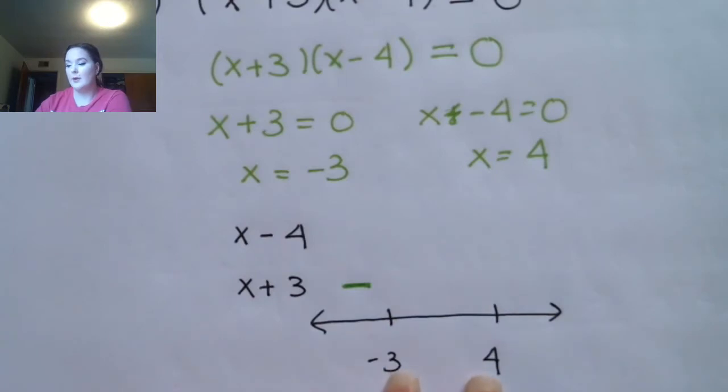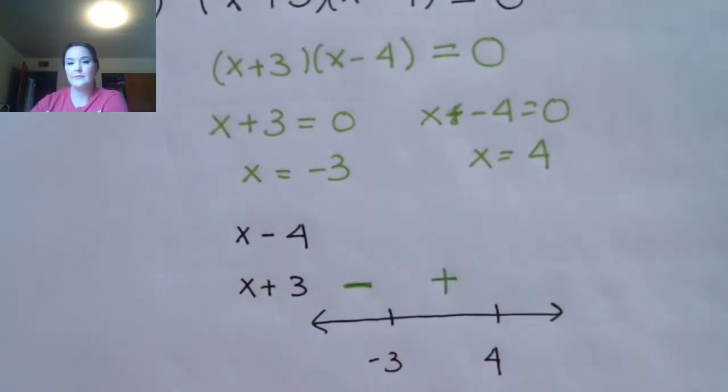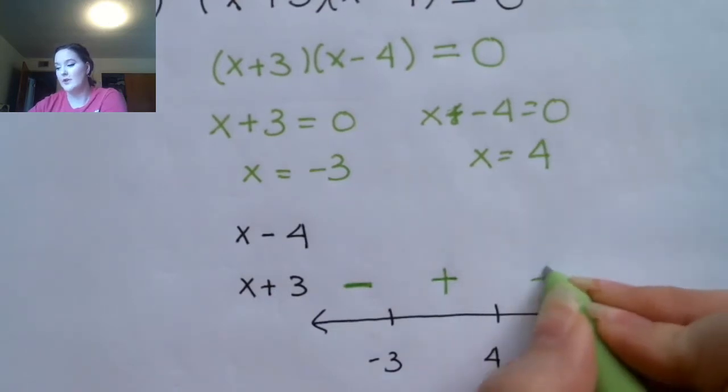Then I'm going to think about the numbers between negative 3 and positive 4, like negative 2, negative 1, 0, 1, 2, 3, anything in between, even something like 1/2 or negative 1.5. I'll just think about 0. 0 plus 3 is 3, which is positive. Then I'm going to think about the numbers greater than 4, something like 10. 10 plus 3 is 13, which is positive.